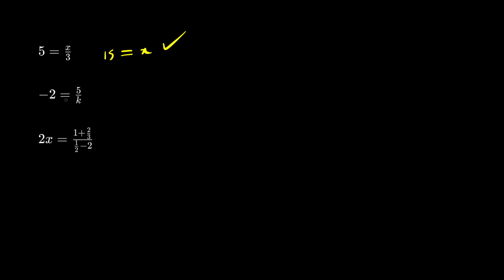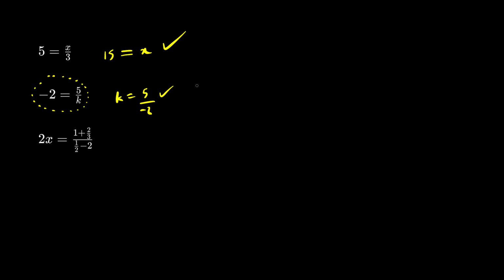Similarly, we could multiply both sides by k for this second example. That would be the slow way. The fast way is: the unknown variable k is equal to the numerator, 5, divided by the other side, which is negative 2. So 5 over negative 2 is the answer.